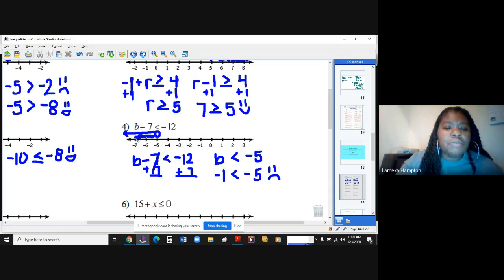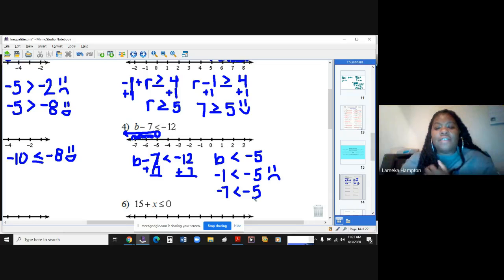Now I'm going to pick a number to the left to prove this point. So I'll go ahead and pick -7. -7 is less than -5 because when I compare these two numbers, -5 is the closest number to 0 than -7. So we are going to give him a smiley face and a check mark.